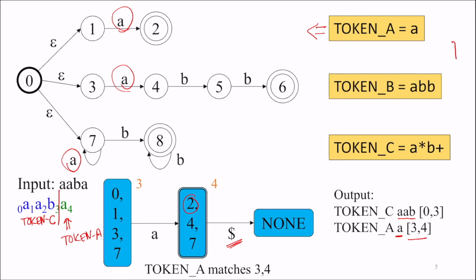And as before, if there are 2 tokens that can match exactly the same length, then we pick the one that is a higher priority in this list. So token A has a higher priority than token B, which is higher priority than token C. So the order in which they're defined matters.